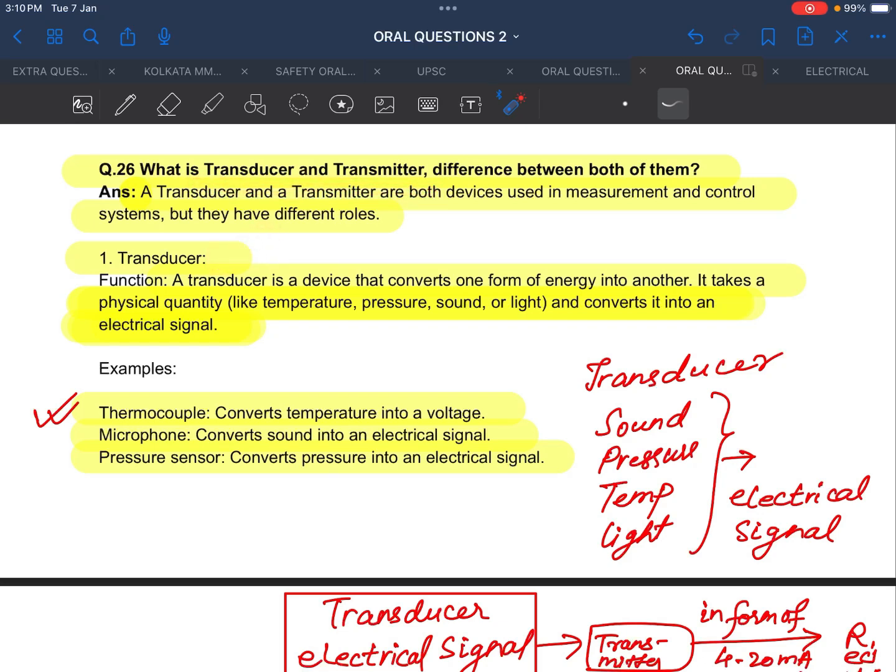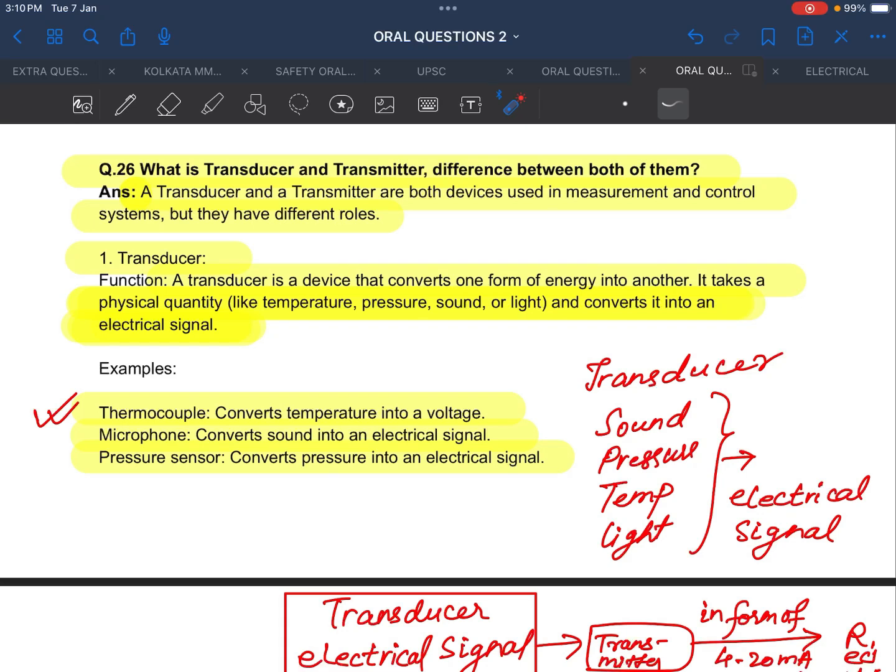What is a transducer? A transducer is a device that converts one form of energy into another form. Energy comes in various forms, like temperature, pressure, sound and light. These are the various types of energy. They convert this into an electrical signal or voltage signal. That is the purpose of the transducer.